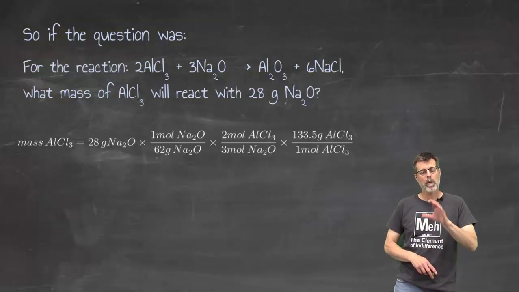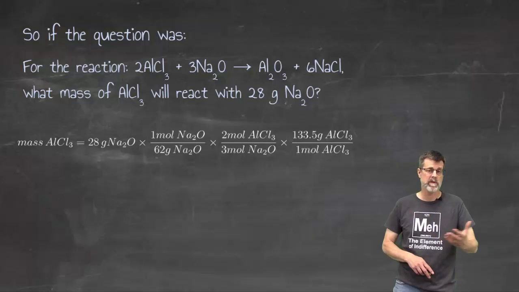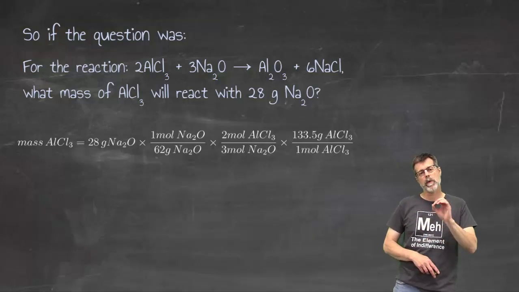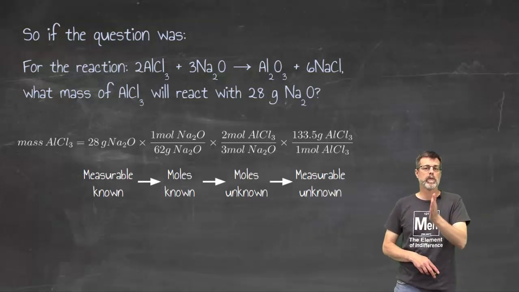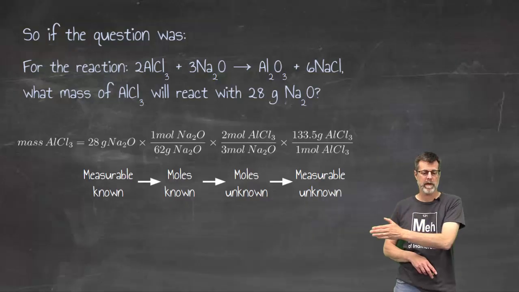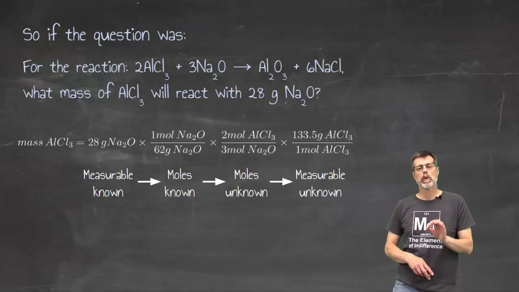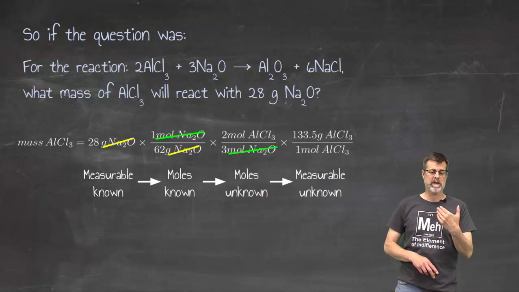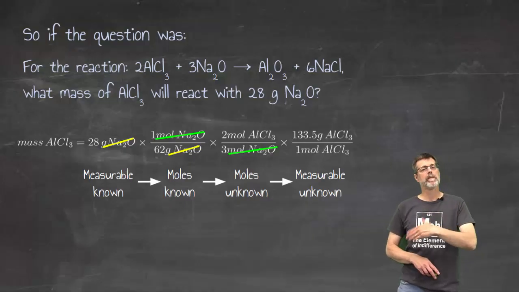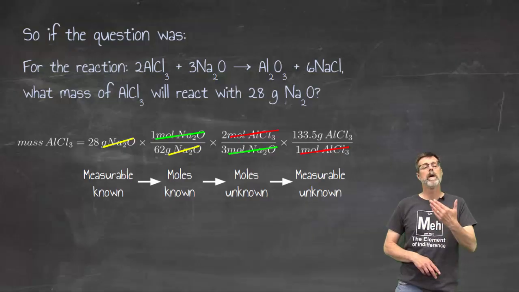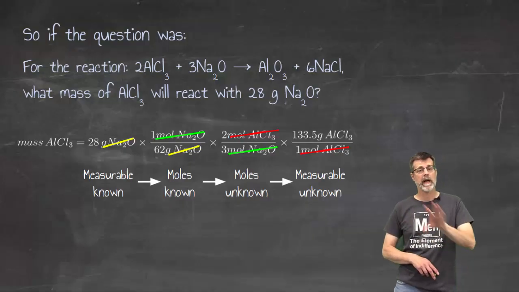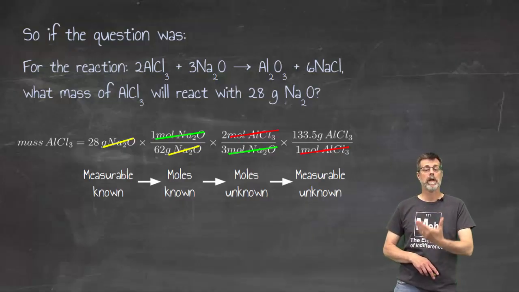Just a quick refresher. We would set it up like this, and again, I'm going to use what's called the factor label method, the single line, where everything is laid out there. I've got the measurable known with a conversion factor to go to the moles of known, with another conversion factor to take it to the moles of unknown, and another conversion factor to take it to the measurable of unknown. More importantly, if I look at the units, I've got grams of sodium oxide on top and grams of sodium oxide at the bottom. They cancel out. I've got moles of sodium oxide on the top and the bottom. They cancel out. I've got moles of aluminum chloride on the top and the bottom. They will cancel out. The only unit I have left is my mass of unknown.